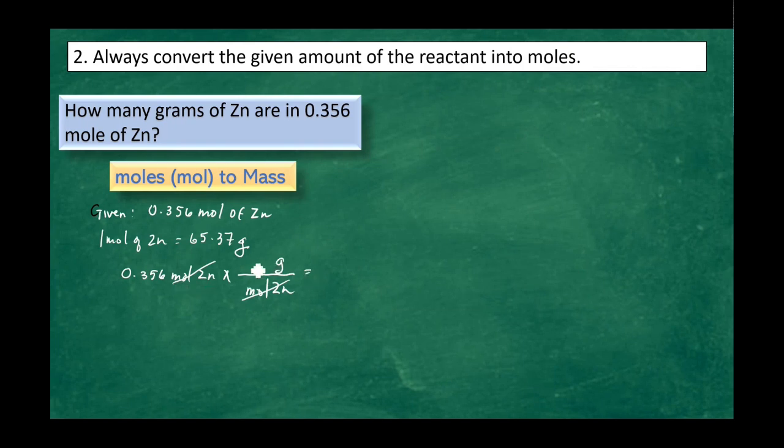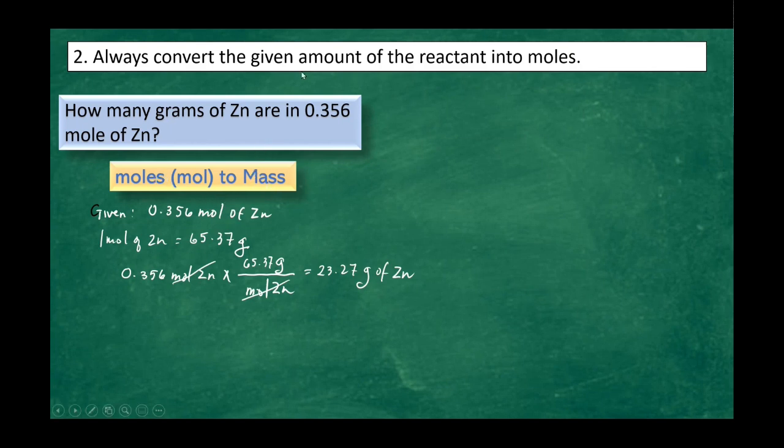So the grams is 65.37. So 0.356 times 65.37, we will get an answer of 23.27 grams of zinc. So this is how you use our periodic table and the given in converting moles to mass.